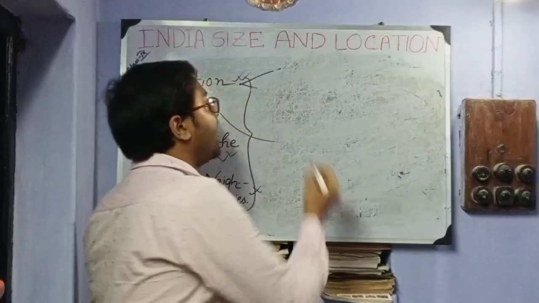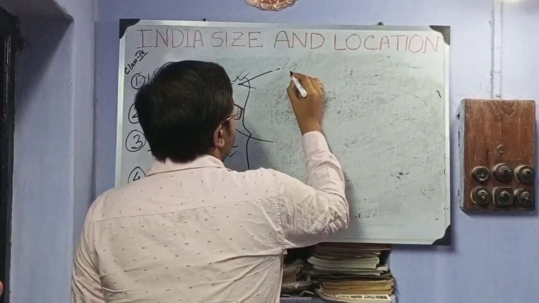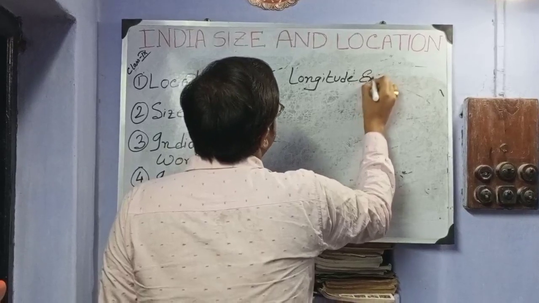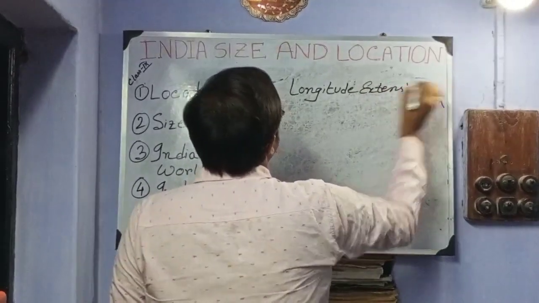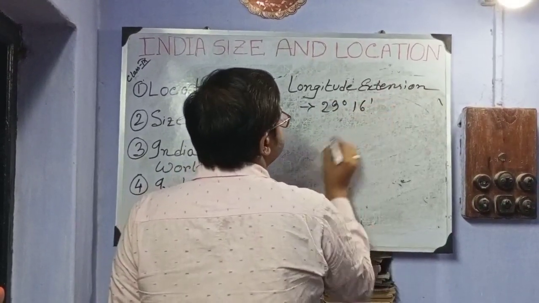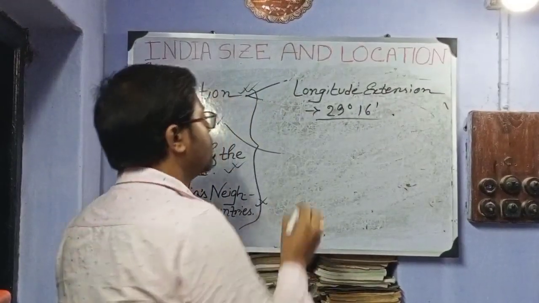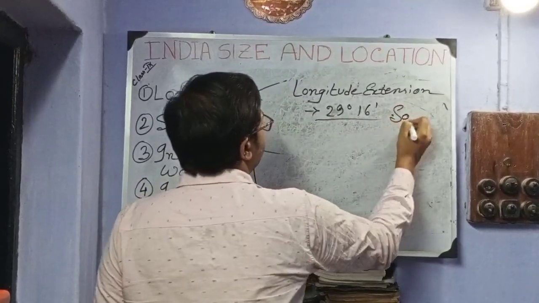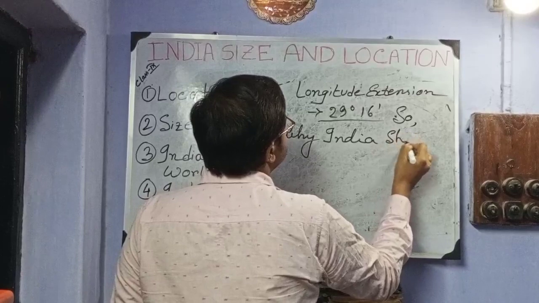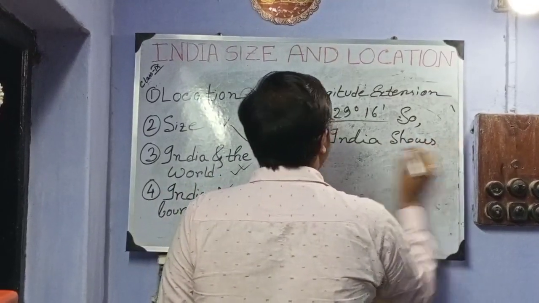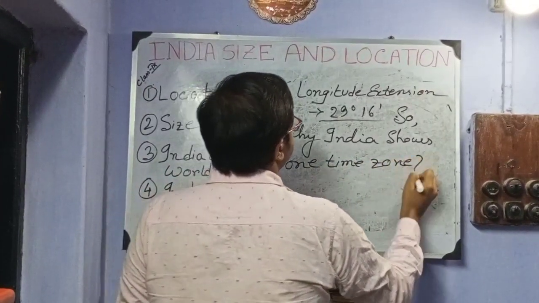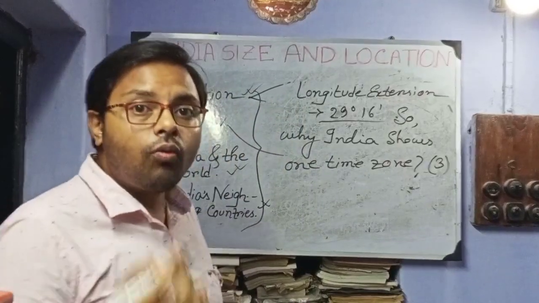What is the question? Time zone. Longitude extension, 29 degrees 16 minutes. So why does India show one time zone? It is a 3 marks question for you. What is the main cause?